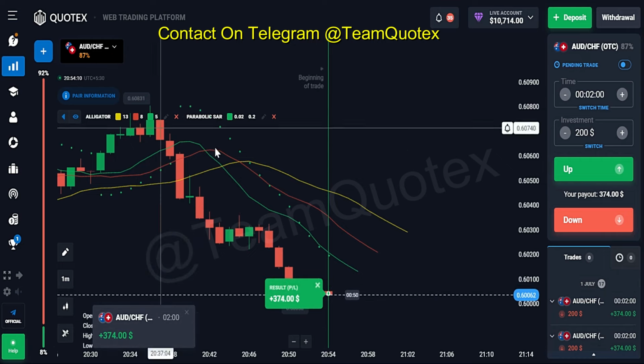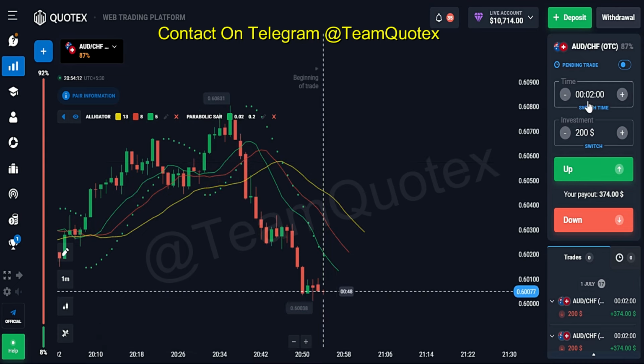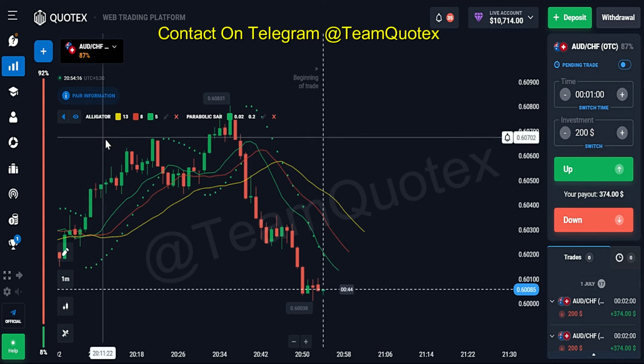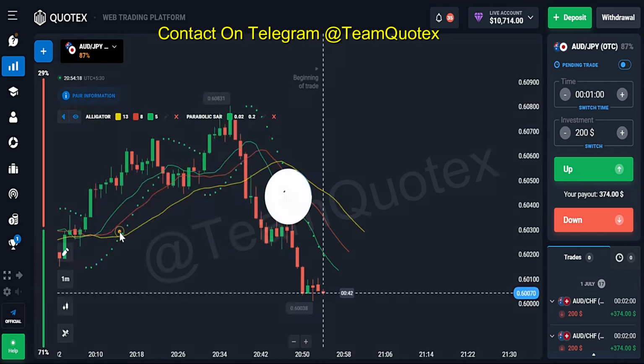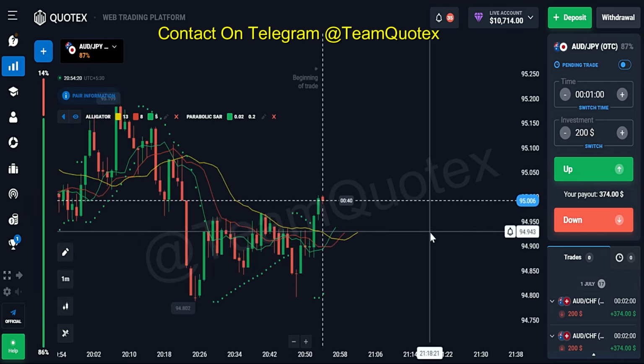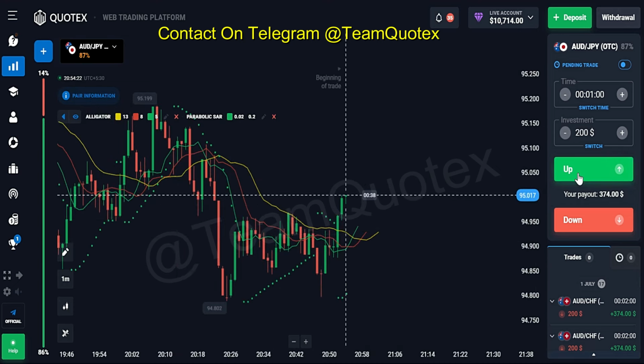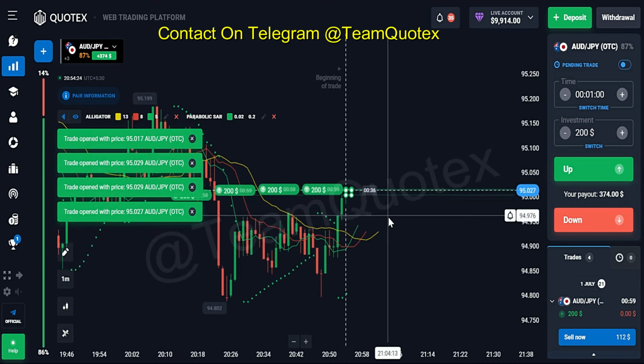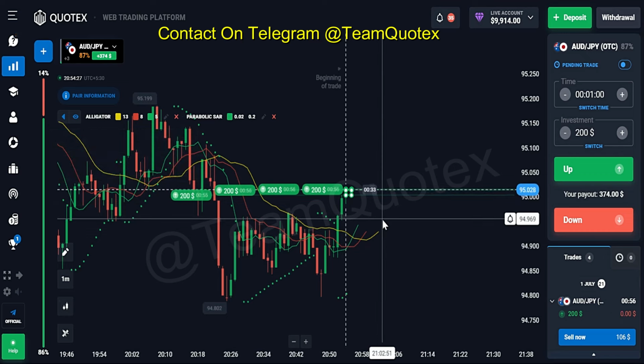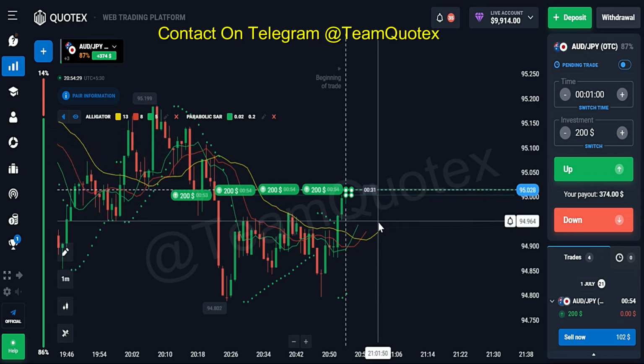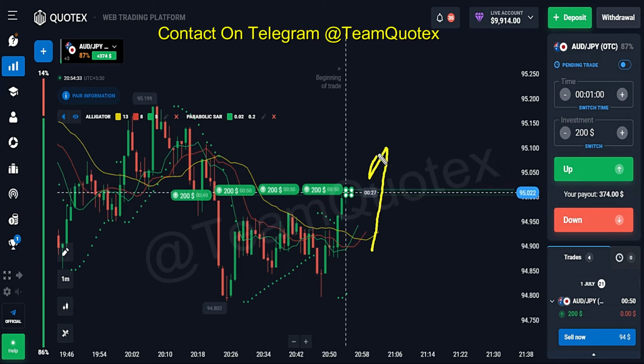All right, so now we will trade for 1 minute, and I will try to place a trade in the opposite direction as well, guys. Here you can see, guys, I can try to place our trades in down direction. I'm quite late, but let's see what will happen with these trades, guys. Again, I took a big investment in up direction, guys.